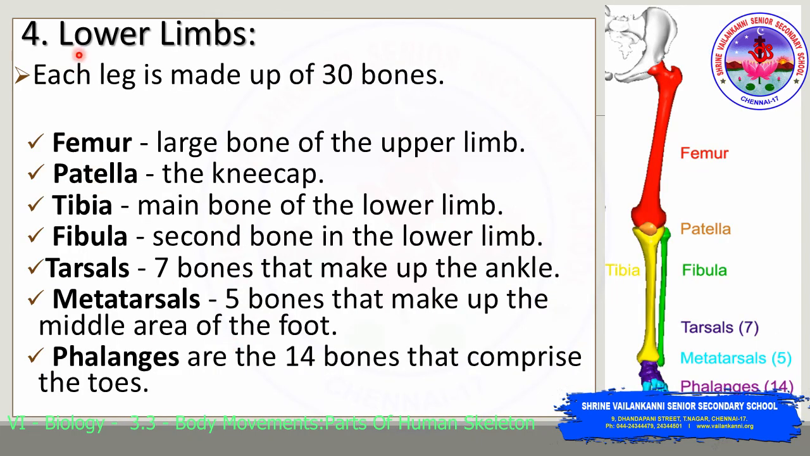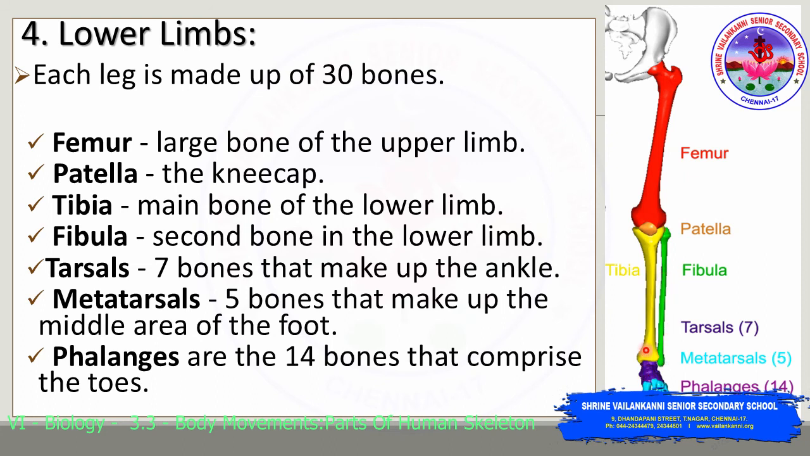Now we will be studying the bones which make up the lower limb. Each leg of our body is made up of 30 bones. It consists of the femur, which is the large bone of the upper limb, and the patella, which is also known as the kneecap, and the tibia, which is the main bone of the lower limb, and the fibula, which is the second bone which makes up the lower limb, and tarsals.